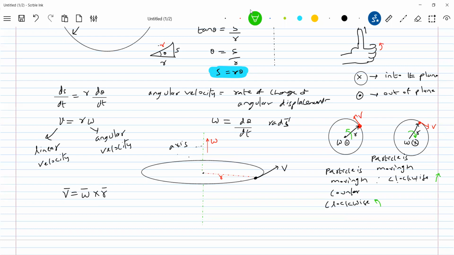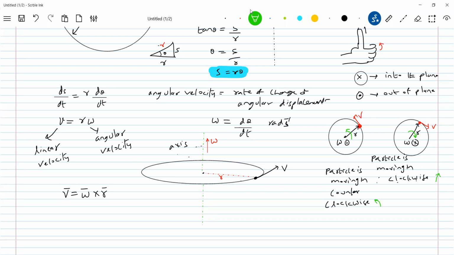Omega will be directed perpendicular to the plane containing r and v. You can check it here now. Or how v will be perpendicular to the plane containing omega and r. If you can recollect the vector cross product, the direction of v will be perpendicular to the plane containing omega and r. So with your right hand, you can curl it and check it now. In both the cases, you can verify v. Omega cross r: put your fingers from omega, then curl towards r bar. The thumb will be along v bar.